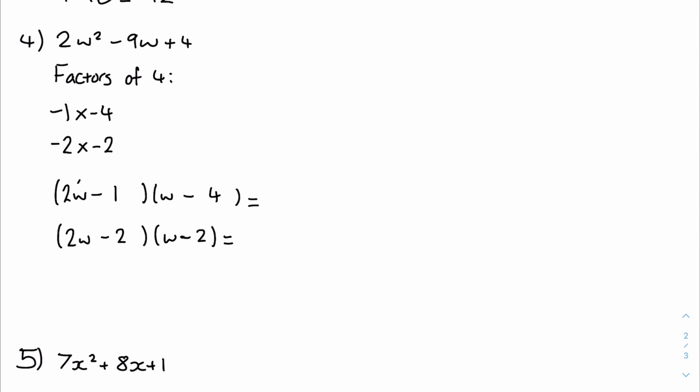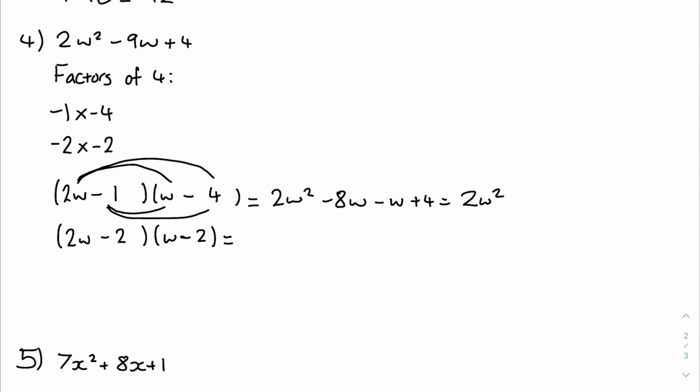So 2w multiplied by w is going to be 2w squared. 2w multiplied by minus 4 will be minus 8w. Minus 1 multiplied by w will be minus w. And minus 1 multiplied by minus 4 will be positive 4. So this simplifies to 2w squared minus 9w plus 4, which is the one we wanted at the start. So our answer to this one is going to be (2w minus 1)(w minus 4).